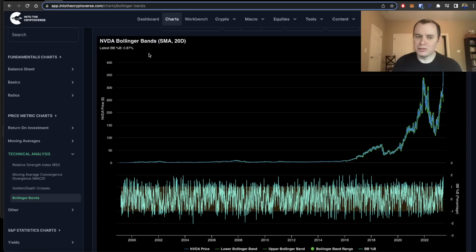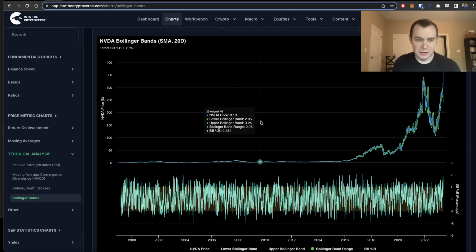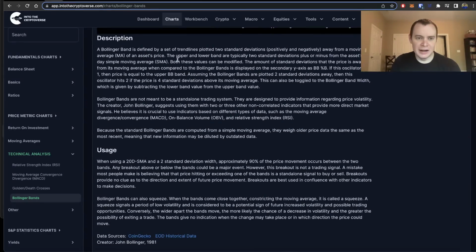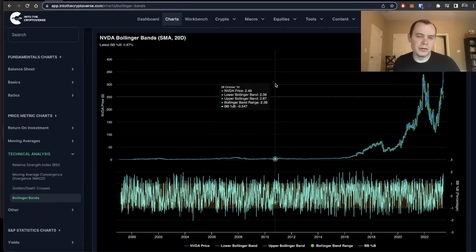All right. So this is the website Into the Cryptoverse Premium. We of course have stuff for equities as well, and this is the Nvidia Bollinger Bands, right? So if you're not familiar with this indicator, here's a description of it, but it's essentially defined by a set of trend lines plotted usually 2 standard deviations positively and negatively away from a moving average of an asset's price, right? So the idea is you pick a moving average, and then the Bollinger Bands could be 2 standard deviations away from the moving average that you're interested in.